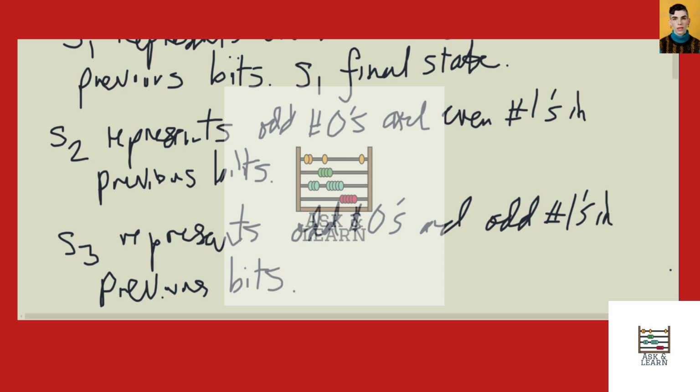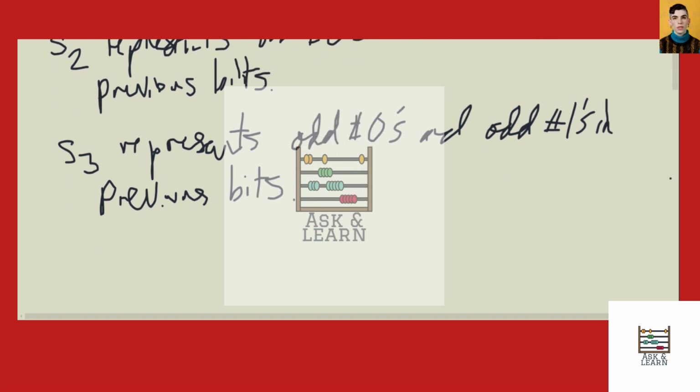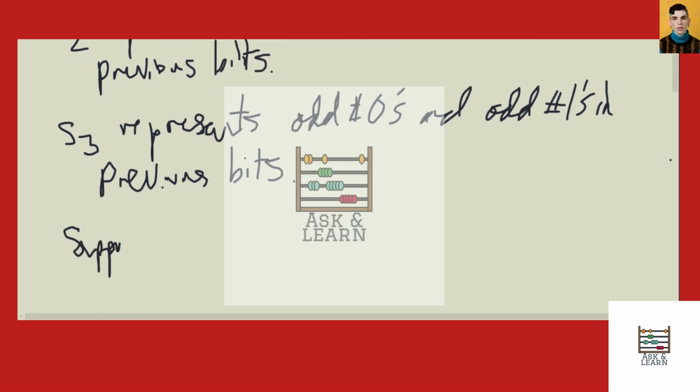Now let's consider the transitions between states. So, starting at state S0, suppose the input is 1 at S0. The total number of ones was originally even, but since we're adding one, the total number of ones is now odd. The number of zeros is still even, so we're going to move to state S1.